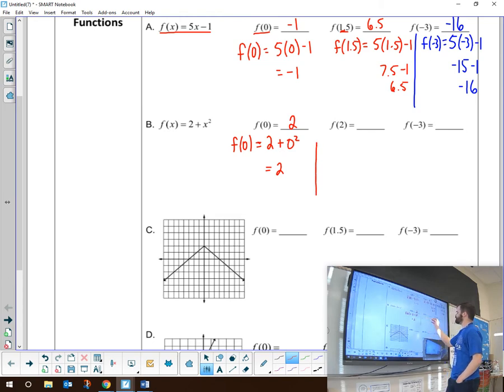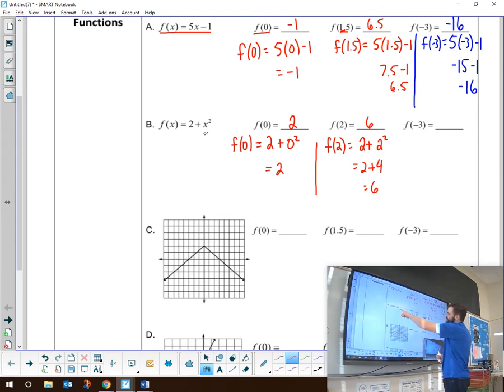What about f of 2? Let's plug that in. f of 2 equals 2 plus 2 squared. Well, 2 squared is 4. 4 plus 2 is 6. So f of 2 equals 6. All we're doing is taking that number and plugging it in where x used to be, replacing x with whatever number is in here.